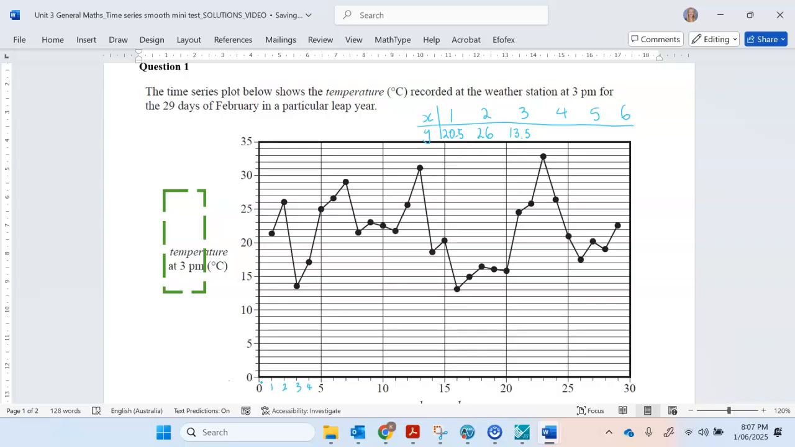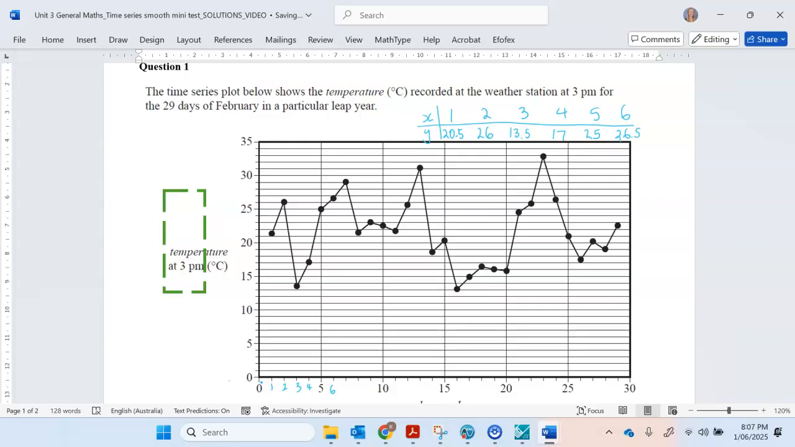And then when X is 4, Y is 17. And then at 5, we are at 25. And then at 6, we are at 26.5. And then you could keep going.